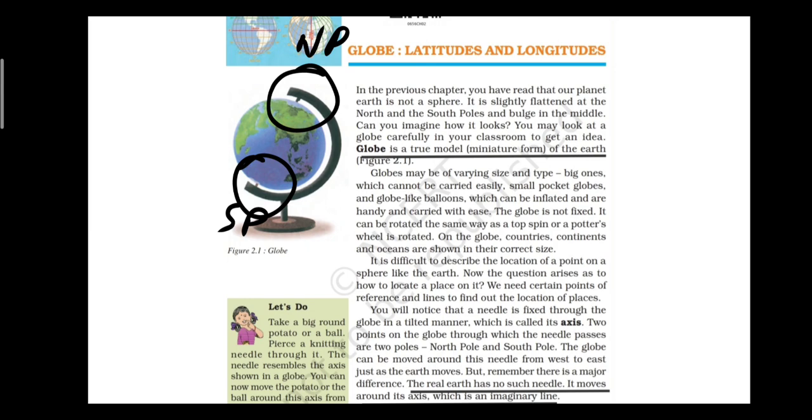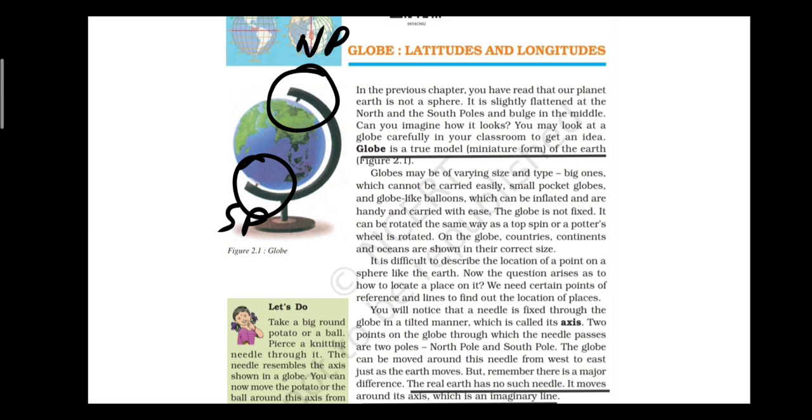So the first reference point is axis. Now if you will see figure 2.1, the needle which is fixed on the globe, that is how our Earth is also tilted. So our Earth is also tilted, and here in the figure 2.1 the globe is also slightly tilted because of the needle. In the same way, the Earth is slightly tilted because of its axis. So firstly we are going to study about the axis.